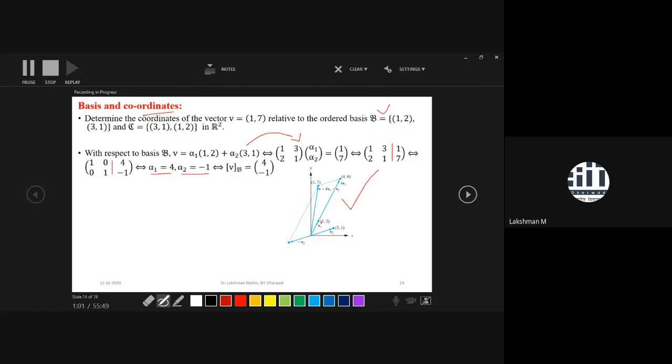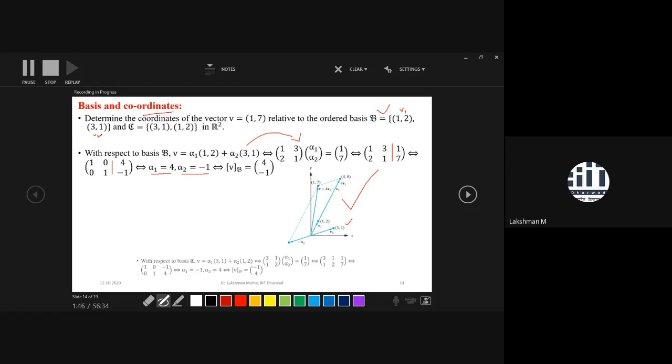Geometrically you can observe it this way. This is your v1, (1, 2), the first basis element. This one is the second basis element, and here (1, 7) is given. If you are willing to write it with respect to this basis, the representation comes like this. The coordinate means 4 units along v1 and minus 1 unit along v2. Minus 1 unit means the negative direction. So v is 4 times v1 minus v2. This is the representation with respect to the basis v1, v2.